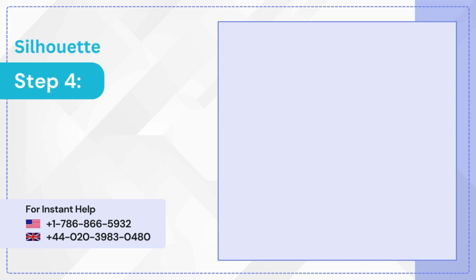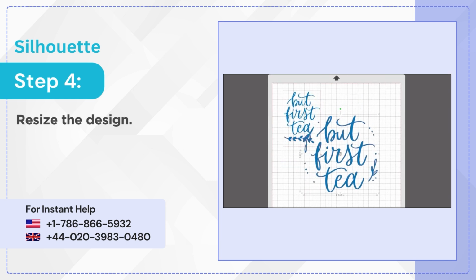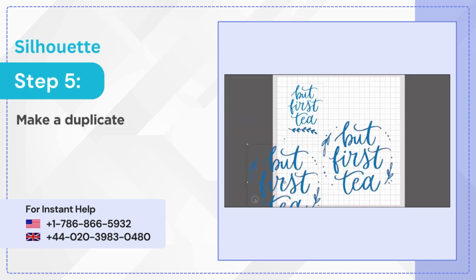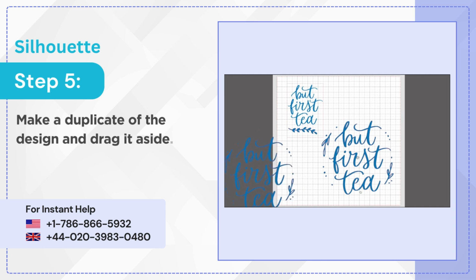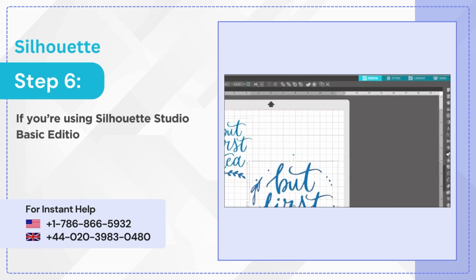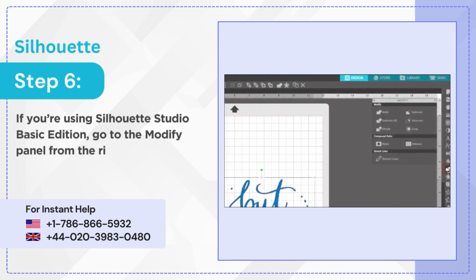Step 4. Resize the design. Step 5. Make a duplicate of the design and drag it aside. Step 6. If you're using Silhouette Studio Basic Edition, go to the Modify panel from the right toolbar, then go to Shapes and select a rectangle.